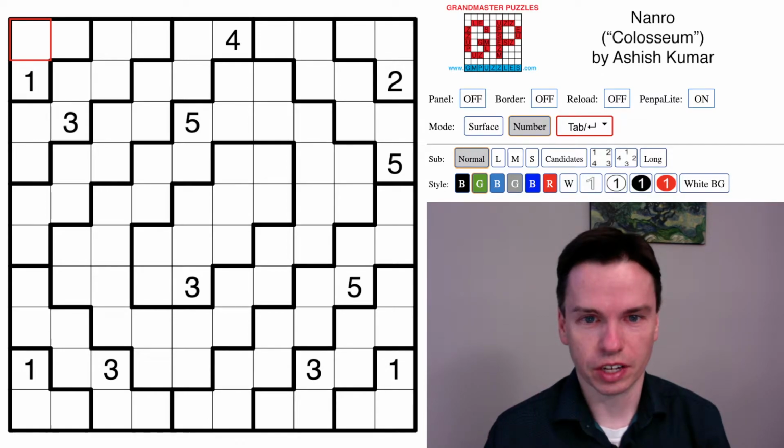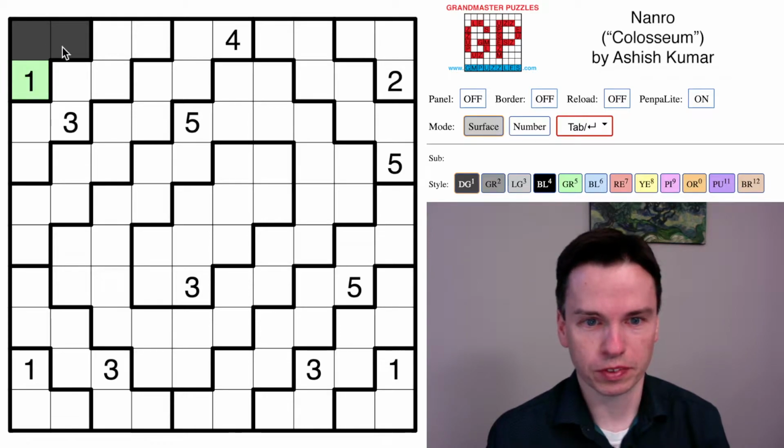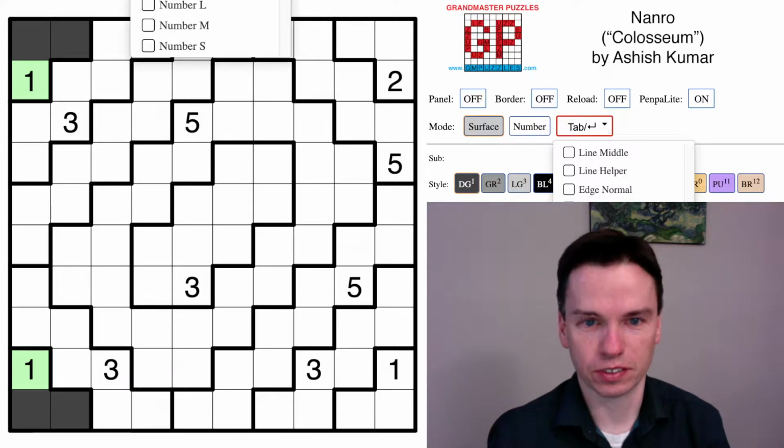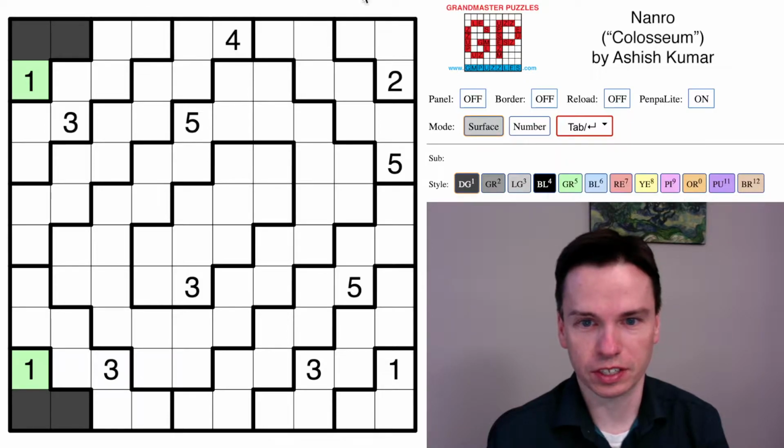So we're here to solve this Nanro puzzle by Ashish Kumar called Colosseum. You'll see the theme comes from this nested pattern, including a 3 in the middle and this larger group around. The thing that's most interesting I'm seeing in this pattern as we get started is actually something I'm going to mark. I'm going to turn on Edge Helper here.